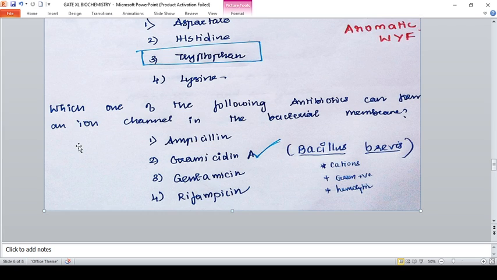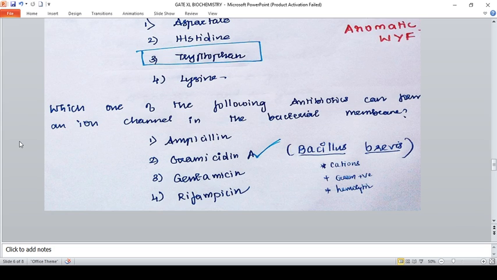Which one of the following antibiotics can form an ionic channel in a bacterial membrane? It is gramicidin A. It is isolated from a bacterium called Bacillus brevis, and it will allow cations through, leading to ionophoric activity in gram positive bacteria. This gramicidin antibiotic also has hemolytic activity, so for that reason it is not given as an intake. It is generally employed as a topical agent for many kinds of ophthalmologic disorders.